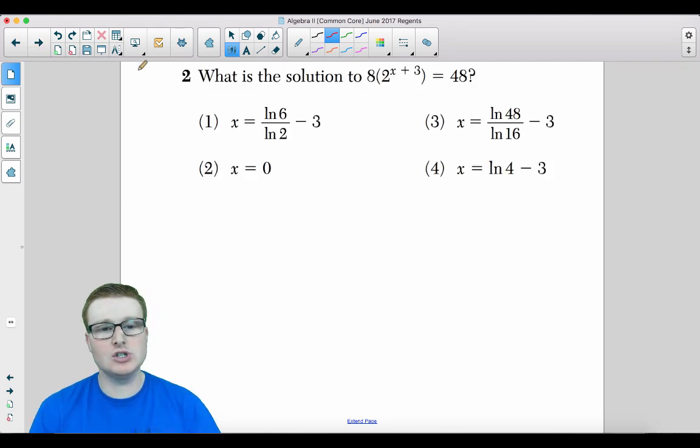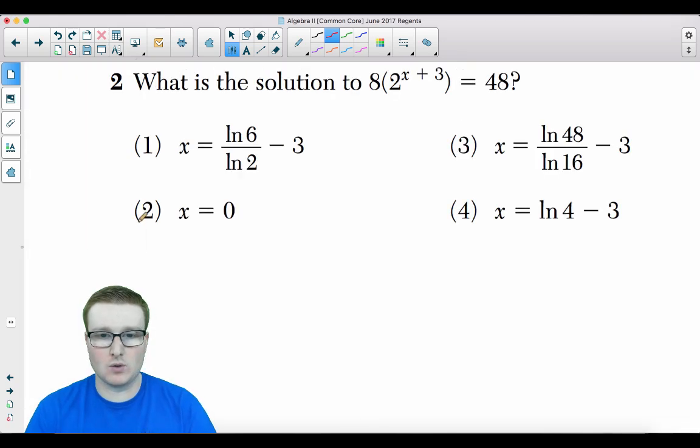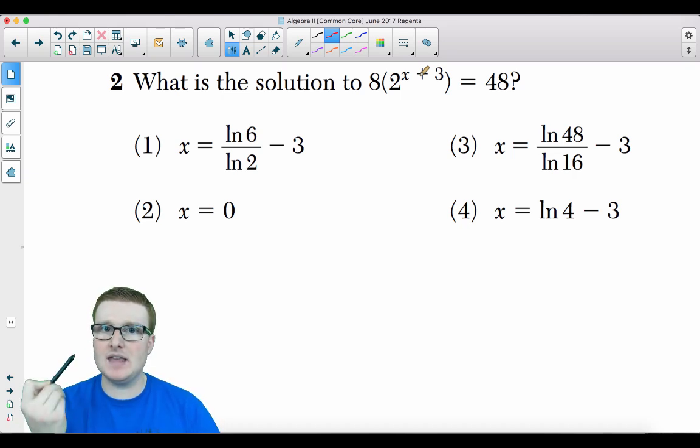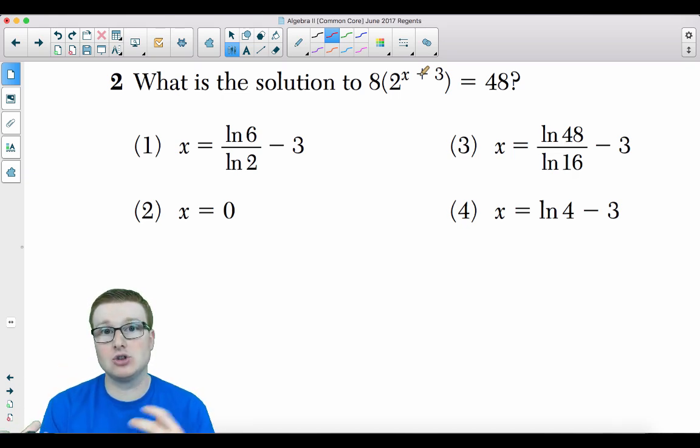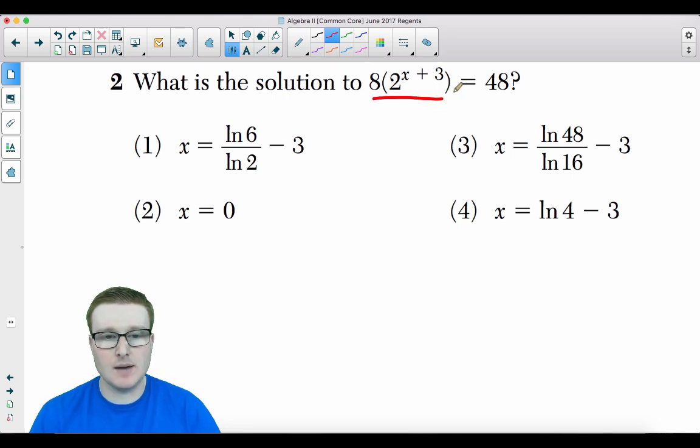Number 2, what is the solution to 8 times 2 raised to the x plus 3 equals 48? Okay, so what we're going to do is divide by 8 first because we got to solve for x. And what you should be thinking right now is, wait a minute, I cannot have an x term in the exponent. Somewhere along the way, you're going to have to use log or natural log. So we're going to divide by 8.